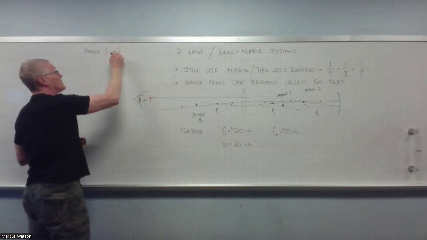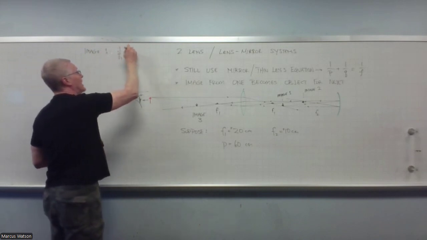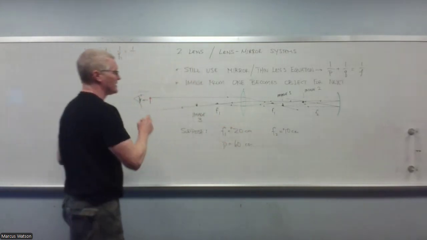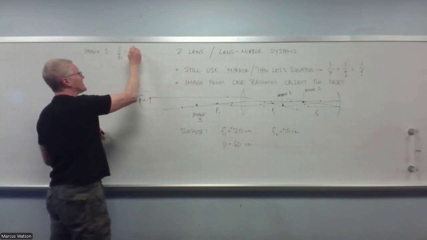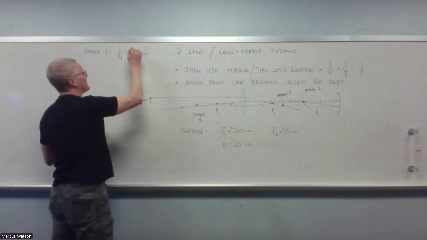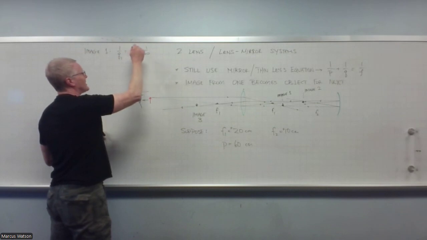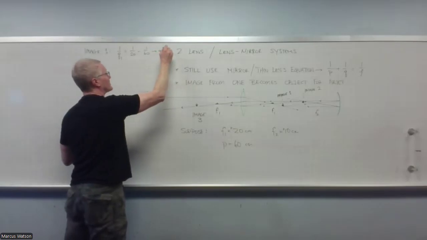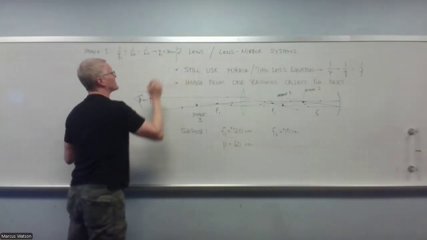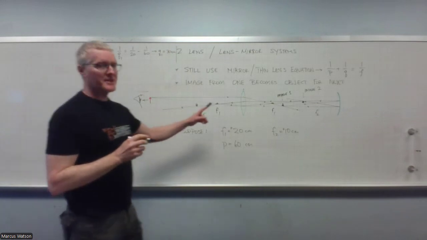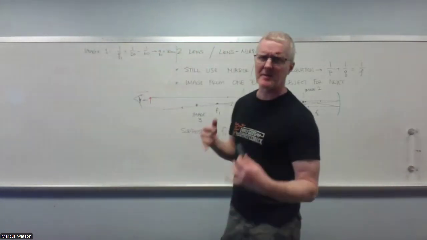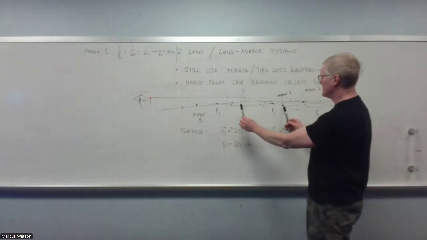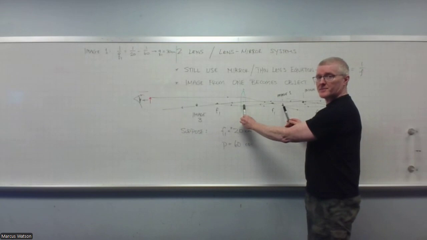I would get 1 over Q1 being 1 over F1 minus 1 over P. So this is going to be 1 over 20 minus 1 over 60, and that looks like 3/60 minus 1/60, which is 2/60, which is 1/30. So Q1 turns out to be 30 centimeters. Q1 is therefore 30 centimeters from the lens, and here's where you just have to pay attention a little bit. Where is it? Here.